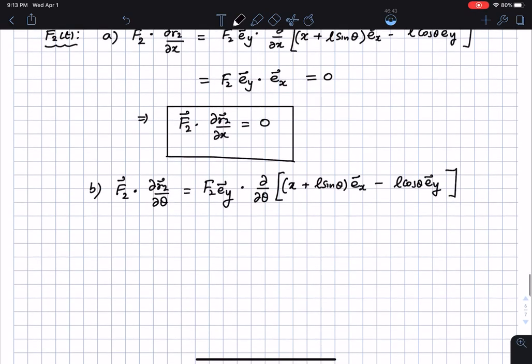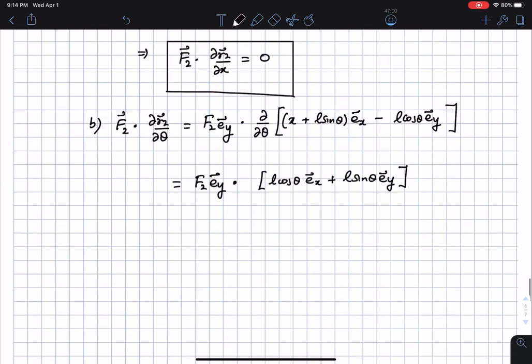Obviously I'm interested in only the ey term, so this is going to be f2 ey dotted with L cos theta ex plus L sin theta ey, and this is essentially going to be f2 times L times sin theta. Okay, and so we have f2 dotted with dr2 by d theta is f2 times L times sin theta.